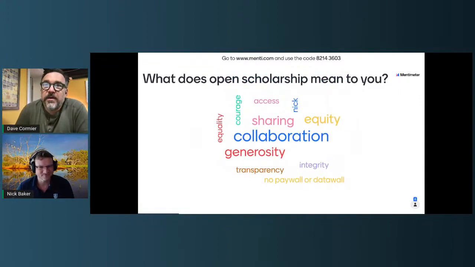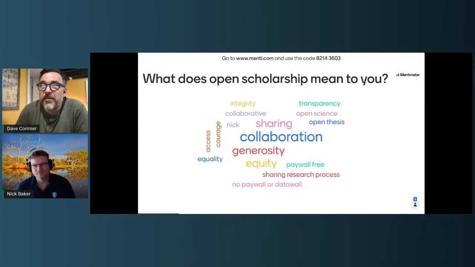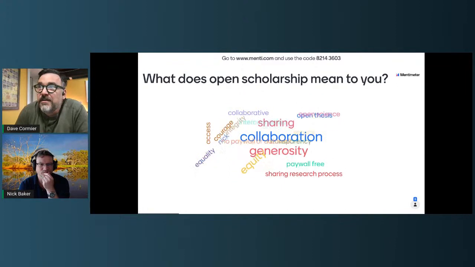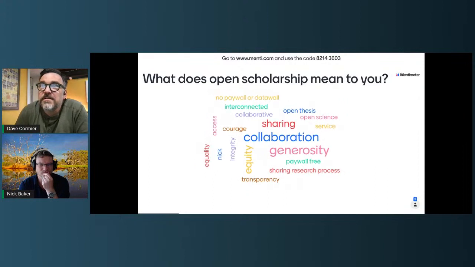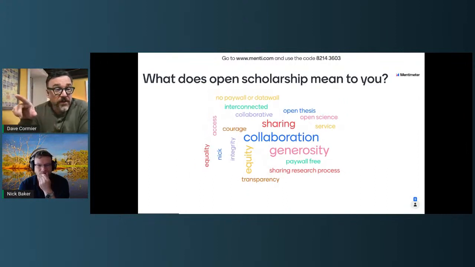It's interesting because when you look at those words, I can imagine them hitting the institution in very, very different ways. When we talk about paywalls, we talk about data walls, and we talk about generosity, those hit the institution in very, very different places. Right? It just goes to show how difficult this conversation is. Open thesis, service. The service thing is really interesting. A piece of research we have from another group that's working on the same thing speaks to this one really, really clearly, I think.